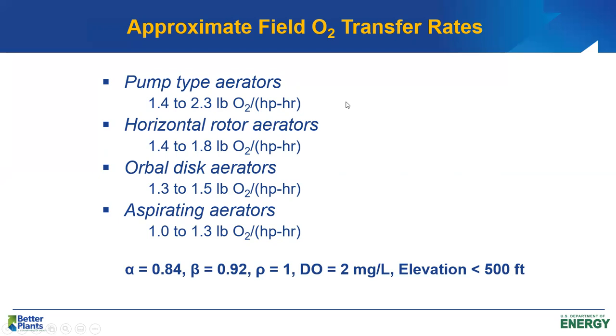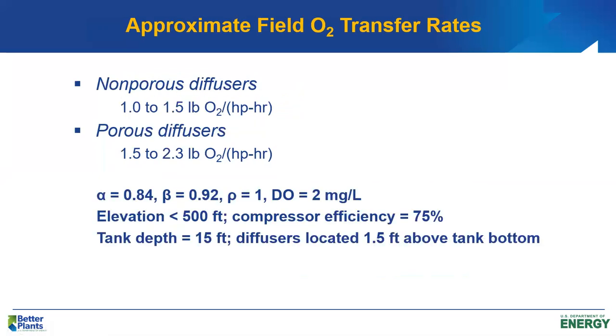The high-speed aerators will be in the lower range and the low-speed aerators will be in the upper end of the range. Horizontal rotor aerators, again, approximate field oxygen transfer rate for these conditions, about 1.4 to 1.8 pounds per horsepower hour. Orbital disc aerators, 1.3 to 1.5, and aspirating aerators, about 1.0 to 1.3 pounds per horsepower hour.